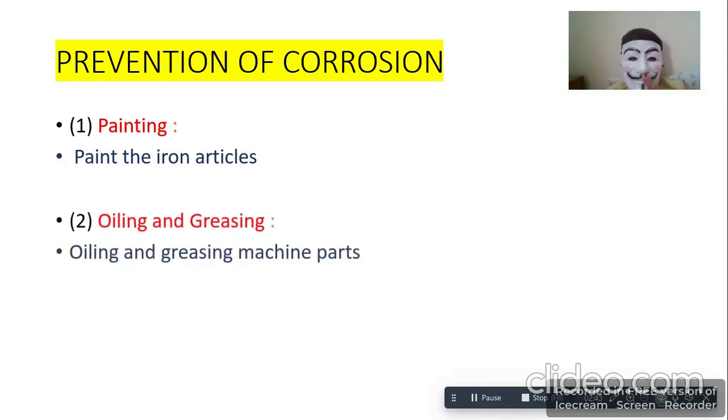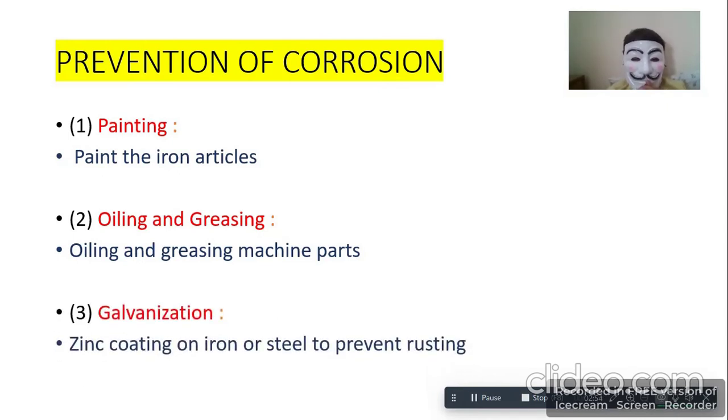Second we can do oiling and greasing. I will also tell you a short way to remember these. So oiling and greasing the machine parts, and third is galvanization. You might not know the meaning. It is a type of zinc coating on iron or steel to prevent rusting. See, it is written: zinc coating on iron or steel to prevent rusting. To remember this, you can just say POGG, where you can see painting, oiling, greasing, and galvanization.